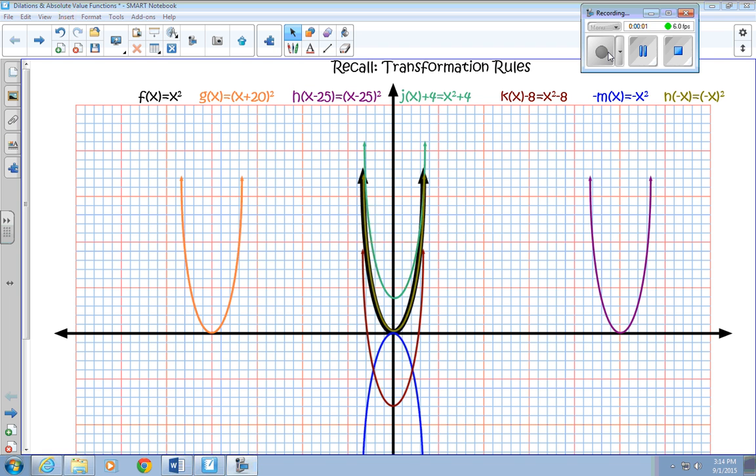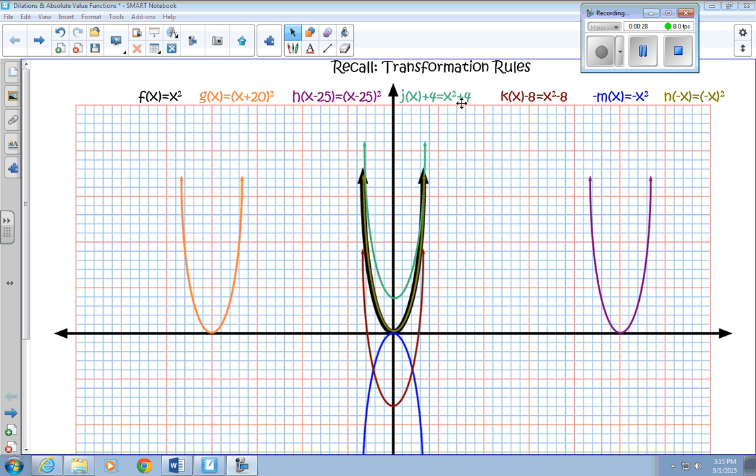All right, in class we've been talking about transformations of quadratics. We learned that to translate something to the left or to the right, we need to add or subtract the number inside parentheses, and it's opposite what we would think. So to translate something to the left, we're actually going to add a number to our x, and to translate something to the right, we're going to subtract a number.